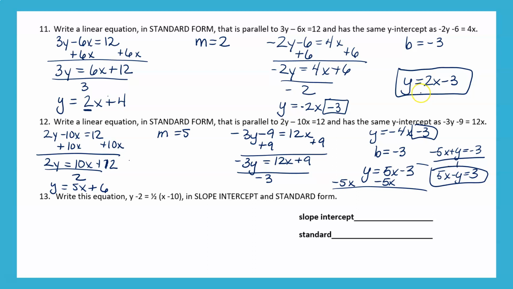We got to move this number 11 to standard form too. So I'm going to subtract 2x on both sides. So I have negative 2x plus y equals negative 3. When I divide everything by negative 1, you should have 2x minus y equals 3. Sorry about that. All right, I'm going to stop here and then we'll go on with the second part.